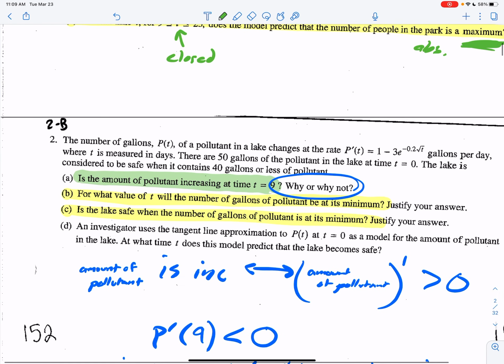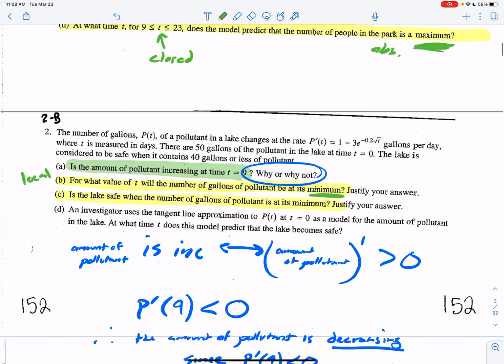In 2002 here, they're looking for a minimum, but notice how in the problem, there are no indications of any type of boundaries. So this right here would be a local. All right.